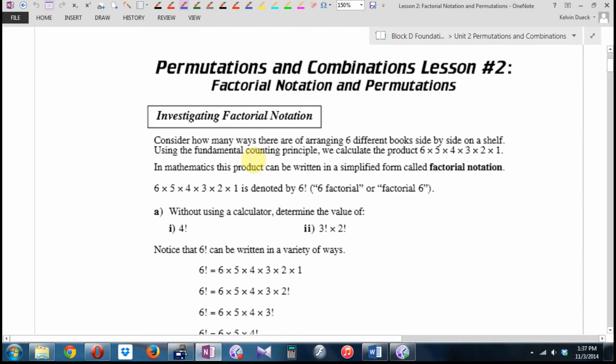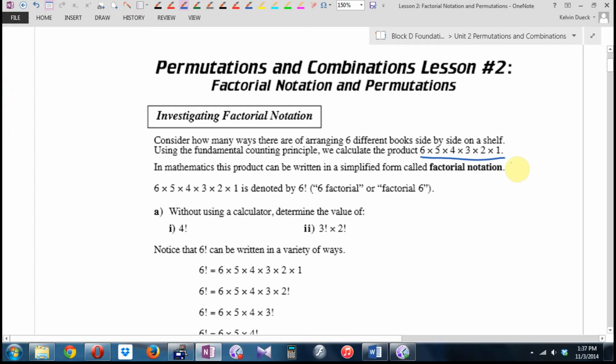So, factorial notation and a key word: permutations. It says: consider how many different ways there are of arranging 6 different books side by side on a shelf. I'm so glad Darian asked me that question because it was a great segue. Using the fundamental counting principle, we got that.